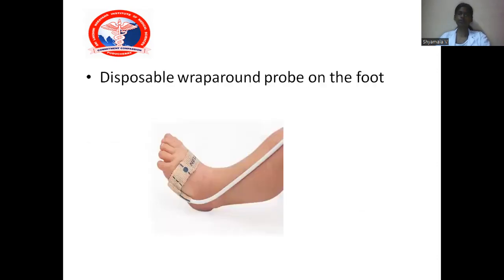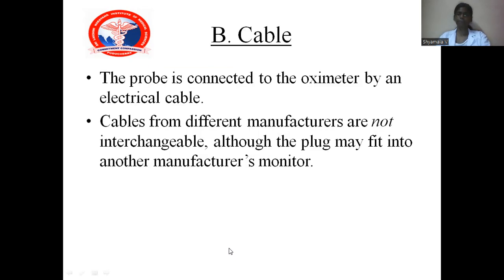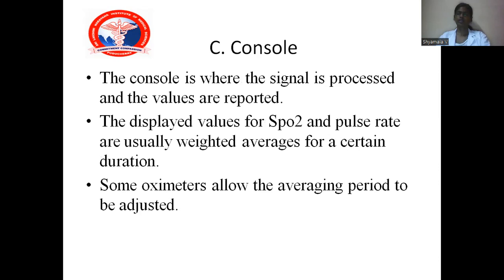So this is the disposable wraparound probe on the foot. And these are the various probes: this is the ear probe and this is the flexi probe. As I said before, a cable is used to connect the probe with the oximeter, and probe cables cannot be used interchangeably, even if the plug may fit into another manufacturer's monitor. The console is where the signal is processed and the values are reported.